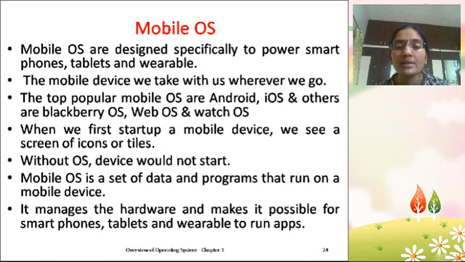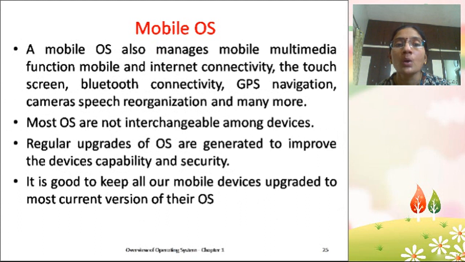The mobile OS is a set of data and programs that runs on the mobile device. It manages the hardware and makes it possible for smartphones, tablets and wearables to run the apps. A mobile OS also manages mobile multimedia functions, mobile and internet connectivity, the touch screen, Bluetooth connectivity, GPS navigation, camera, speech recognition and many more.